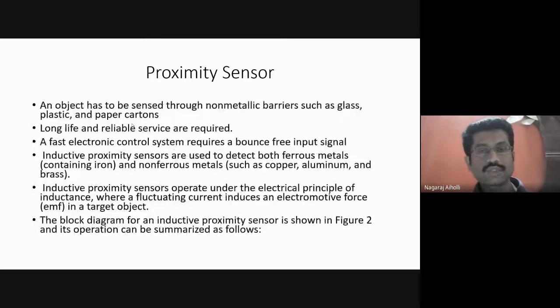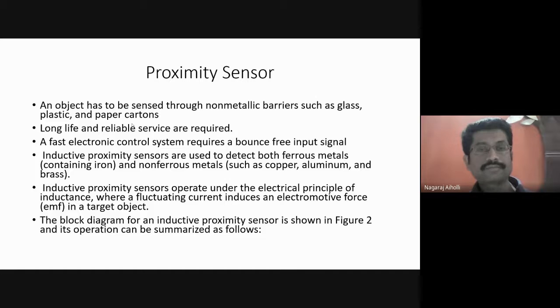An object has to be sensed through non-metallic barriers. These sensors are designed in such a way that they are able to sense the objects even if there are any barriers in between. There is the sensor on one side and the object on the other side, and in between, if there is any glass medium, plastic medium, or paper medium, even if these barriers are present, the proximity sensor will function normally without getting affected, because it has been designed to overcome the different barriers.